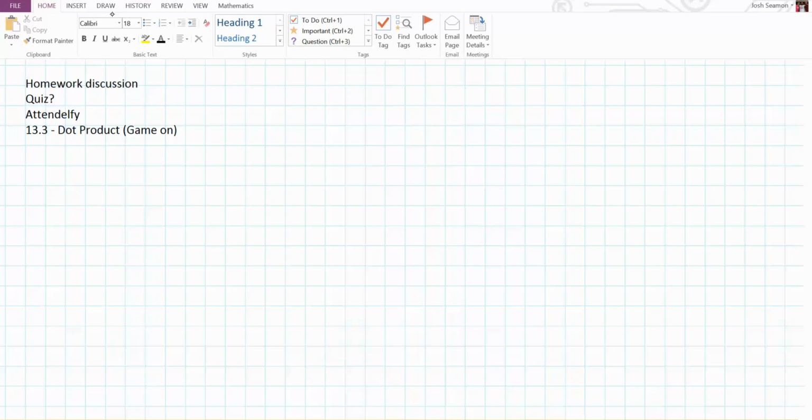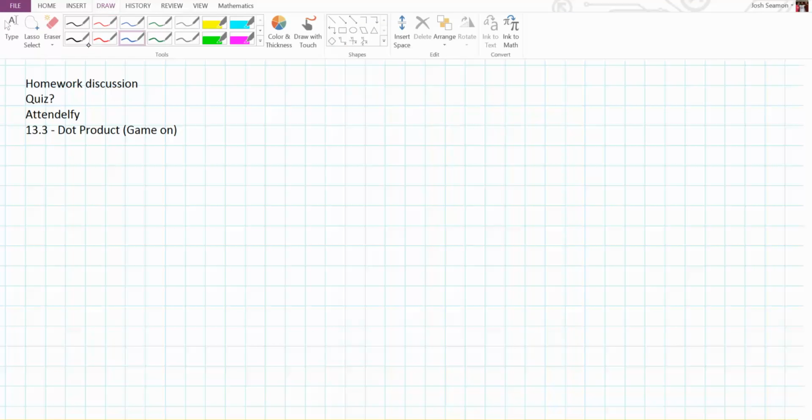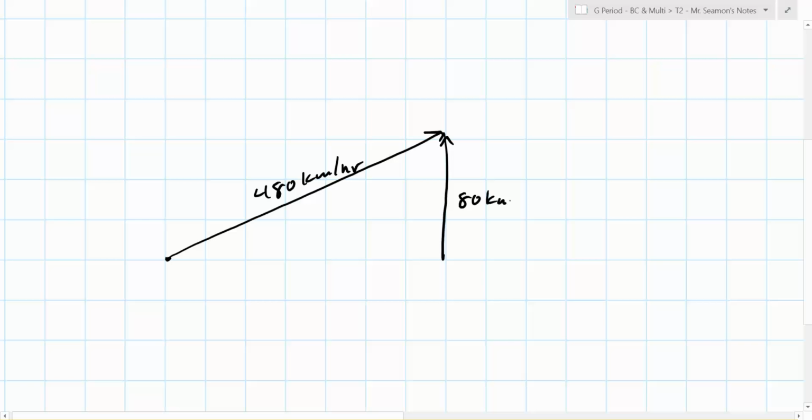It tells you that this plane is heading due east, correct? And what's its airspeed? 480 kilometers an hour, right? So the plane is going due east, but it's rising. And it's rising at what rate? 80 kilometers an hour, correct?